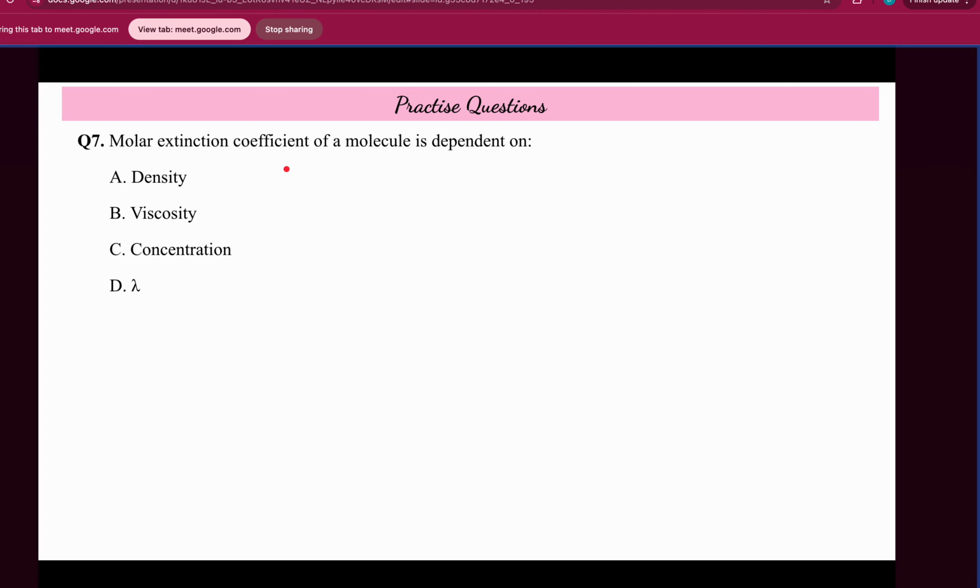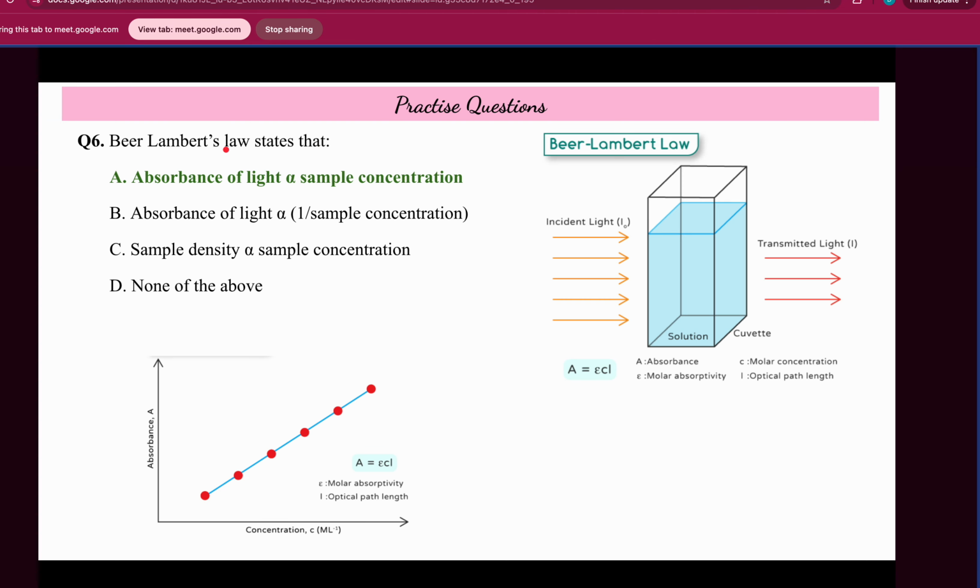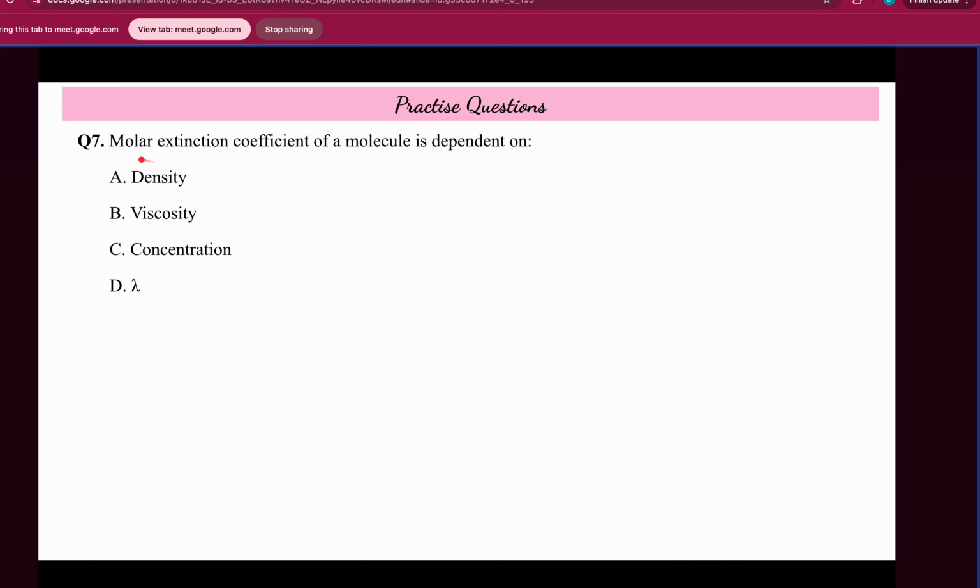Next question: the molar extinction coefficient of a molecule is dependent on what? In the previous equation we saw this epsilon; in some cases you might see it as a small a. This is known as molar absorptivity or molar extinction coefficient. They have asked that the molar extinction coefficient of a molecule is dependent on option A, density, option B, viscosity, option C, concentration, and option D, wavelength, that is lambda.